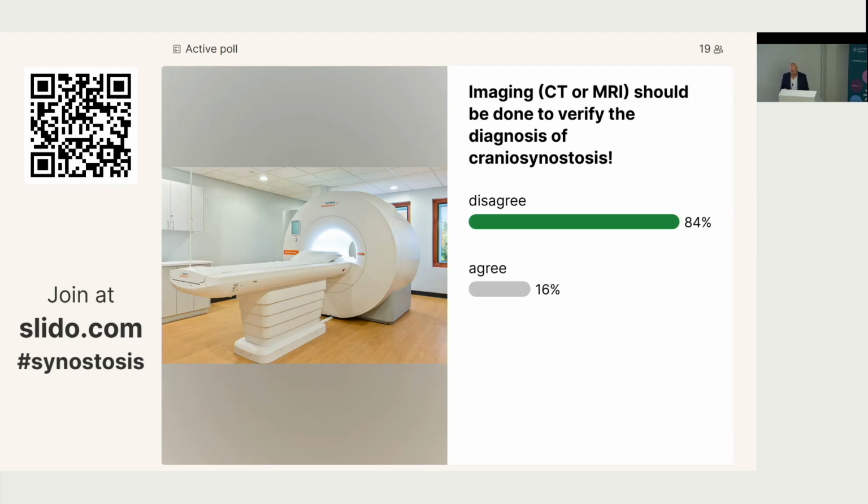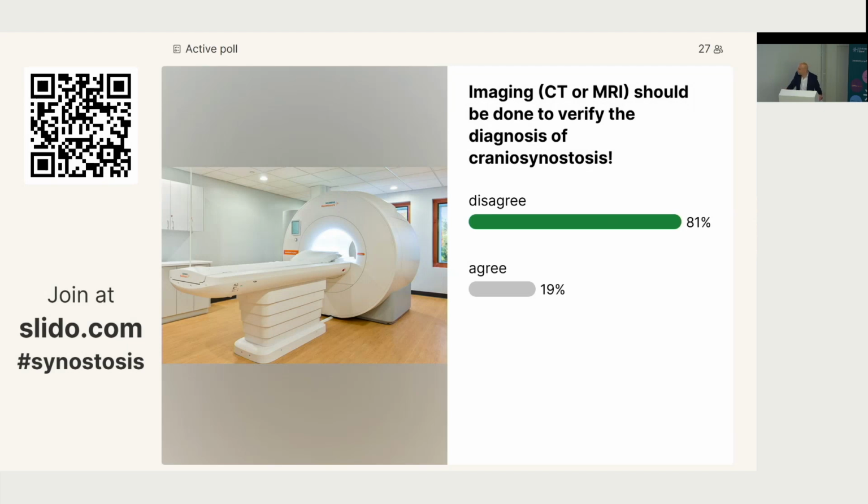I love these polls. It's so interesting. Do I need to give you the instructions, Andrea? You need to scan the QR code and answer the questions.